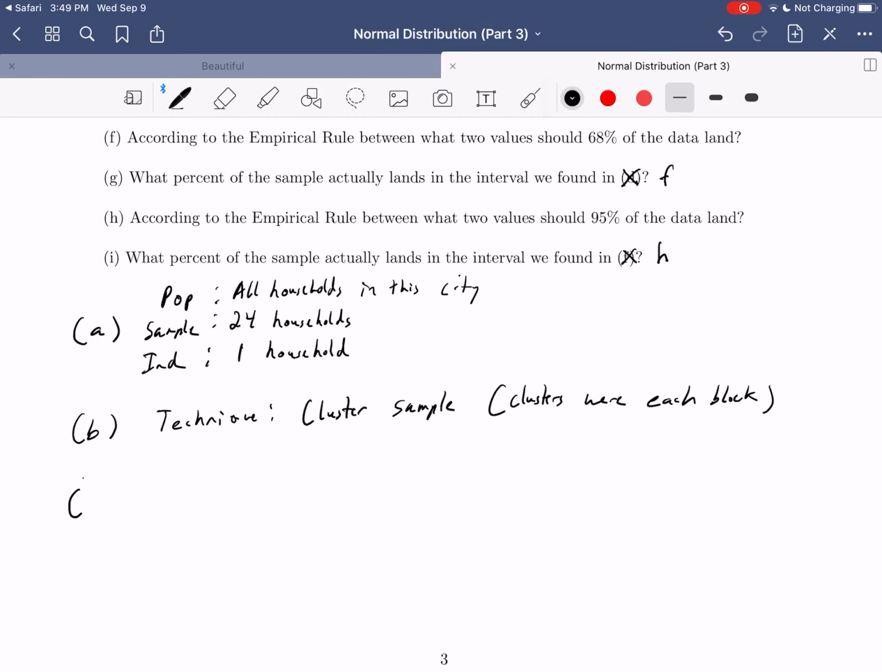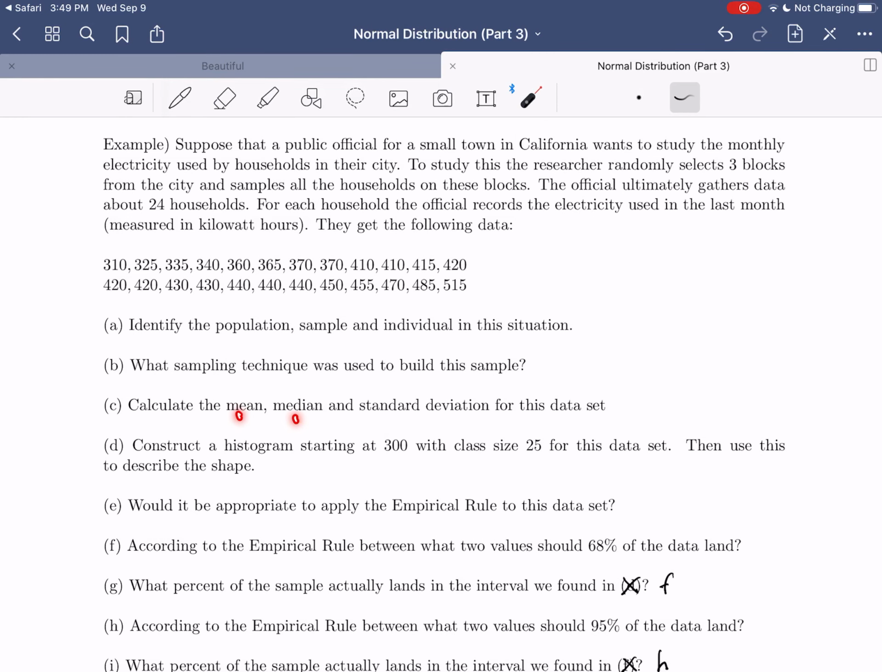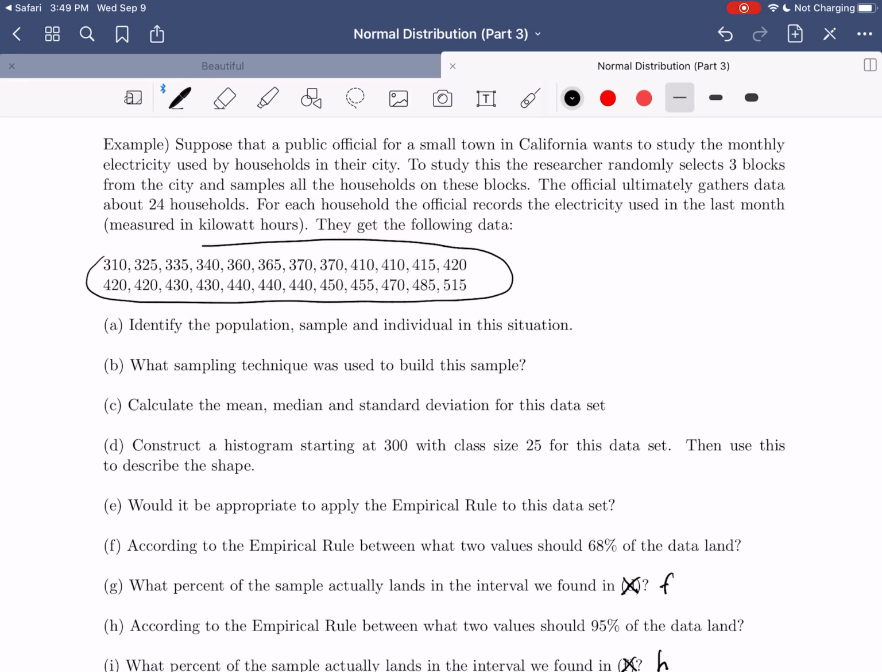All right, let's go ahead and take a look. For part C, we want the mean, median, and standard deviation. So again, we'll need to pop this stuff into our calculator. We'll take this data set and throw it into, say, list 1. So we can go stat and edit, clear out the data from the previous problem and start typing this in.